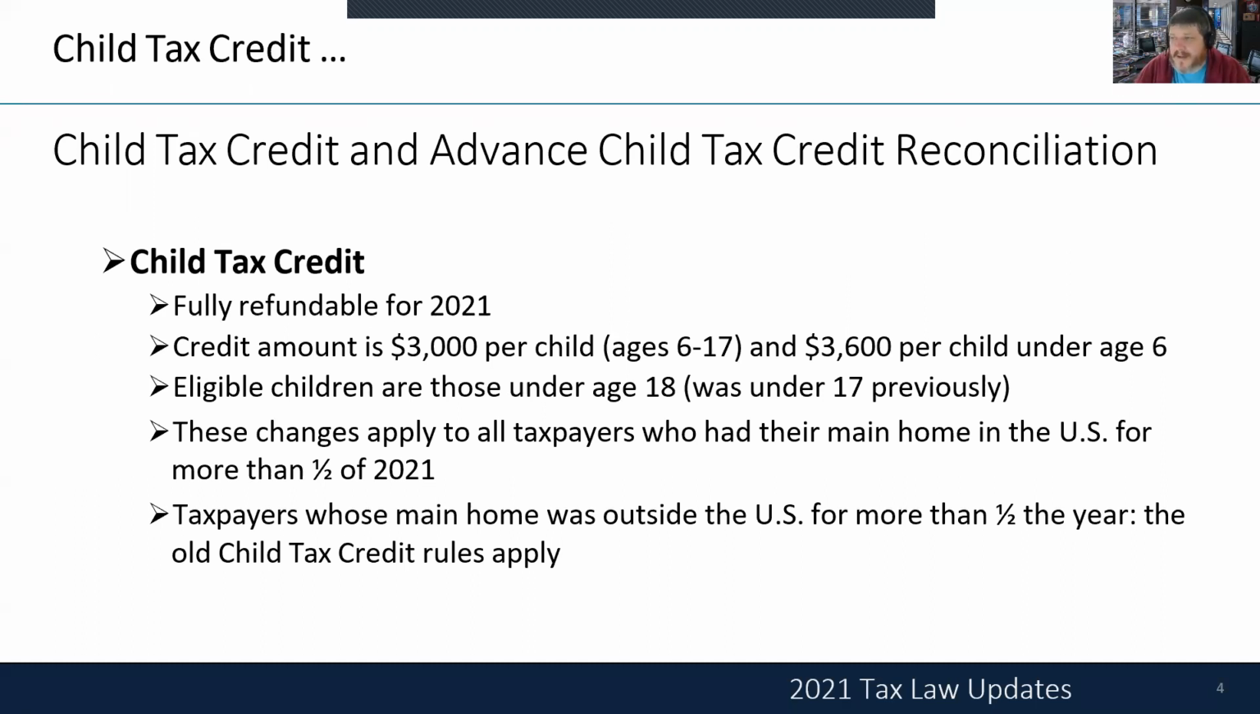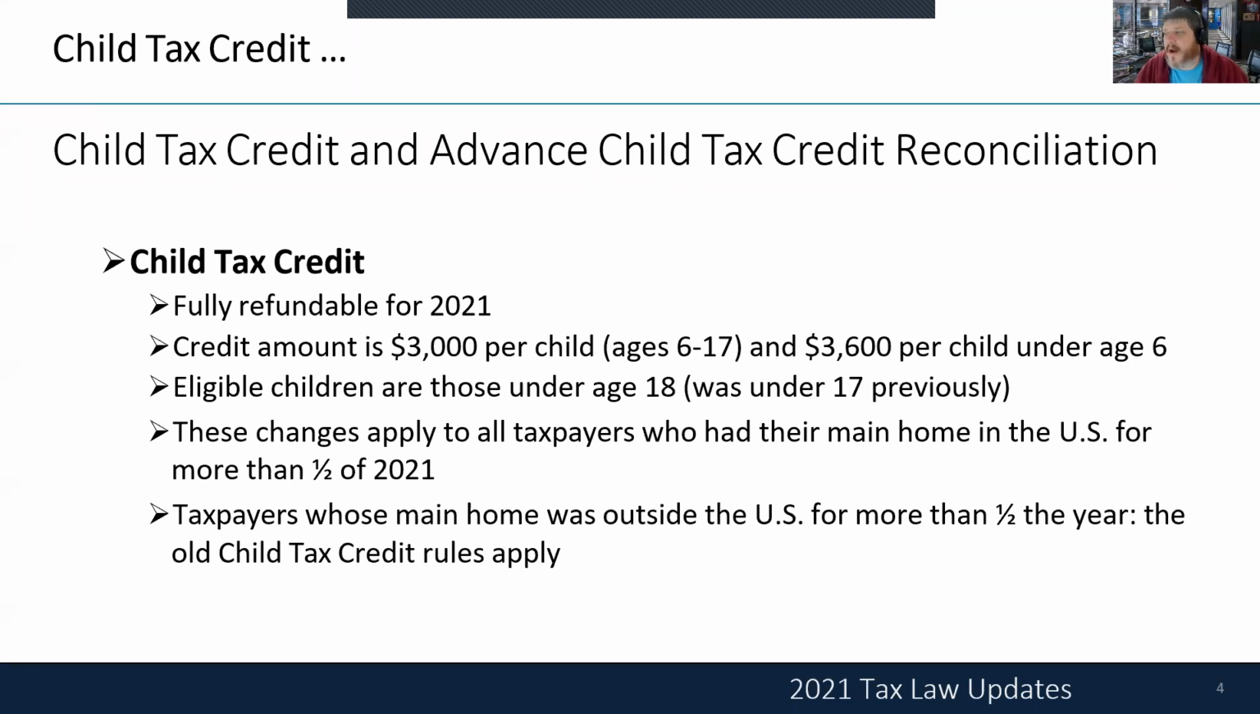So child tax credit is fully refundable for 2021. Previously, $600 was non-refundable, $1,400 was refundable. Now it is fully refundable, and the credit amounts have increased. The credit amount now is $3,000 per child ages 6 through 17, and $3,600 for children under age 6, so 5 and below.